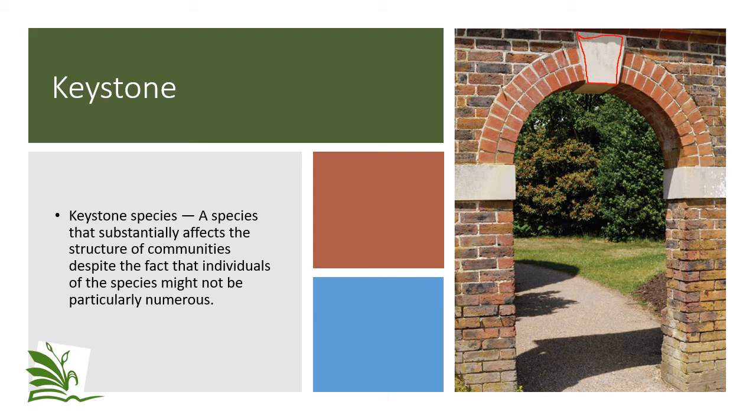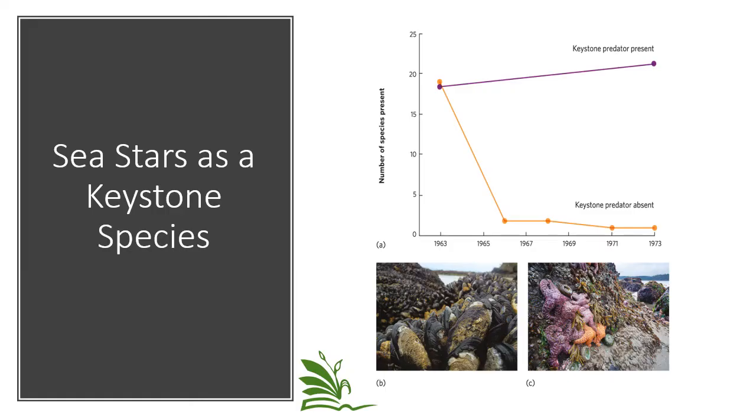Similarly, a keystone species is a species that substantially affects the structure of communities, despite the fact that individuals of the species might not be particularly numerous. You can see there's only one keystone here. You don't need many of them to hold the whole environment, the whole wall together. Same with a community. So what do keystone species in a community look like? Well, here's an example of one keystone species. So sea stars, starfish, right? These purple guys are considered a keystone species.